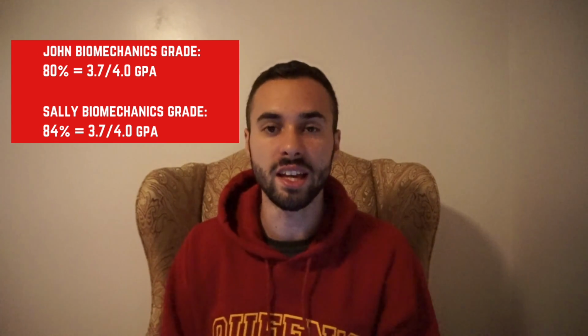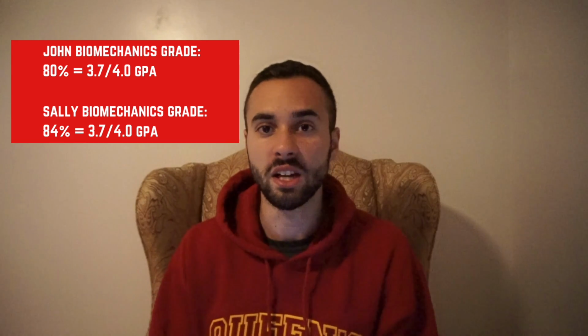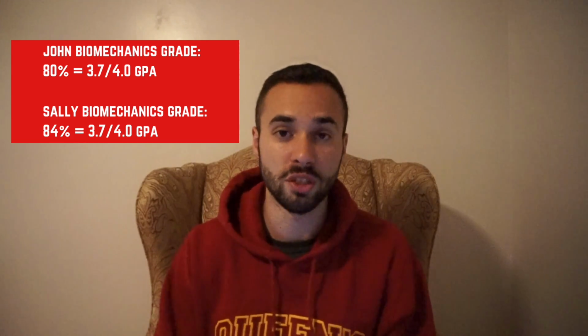So for example, let's take 2 people, we'll call them John and Sally. Say these 2 people took the same course, for example, Intro to Biomechanics. If John got an 80 in the class and Sally got an 84, Sally clearly did better than John percentage-wise because she got the higher percentage. However, GPA-wise, they both did the exact same in the course. They both got a 3.7.